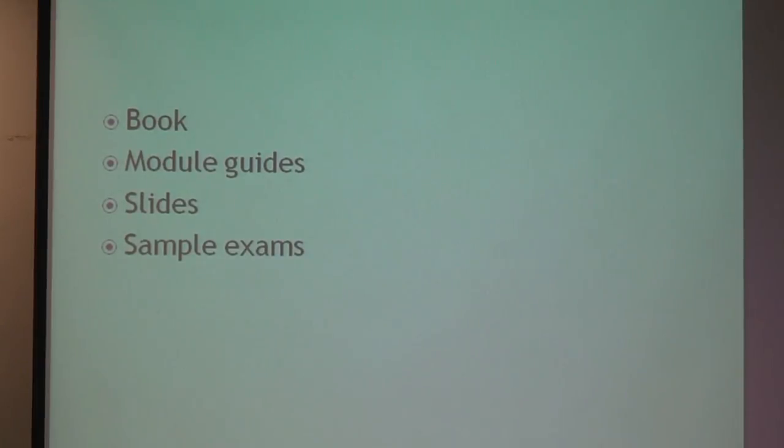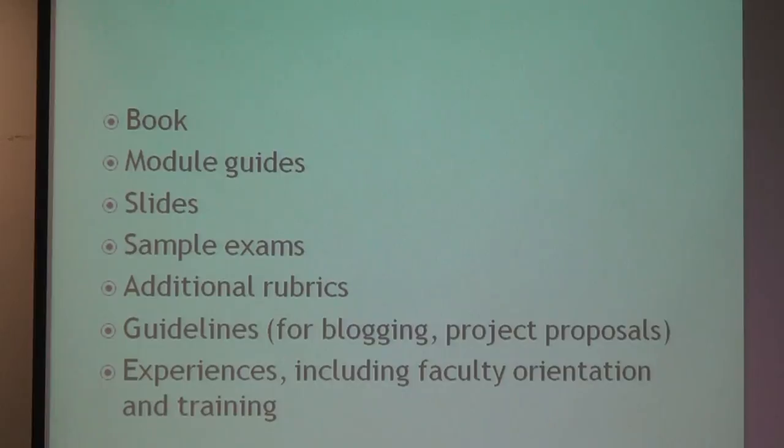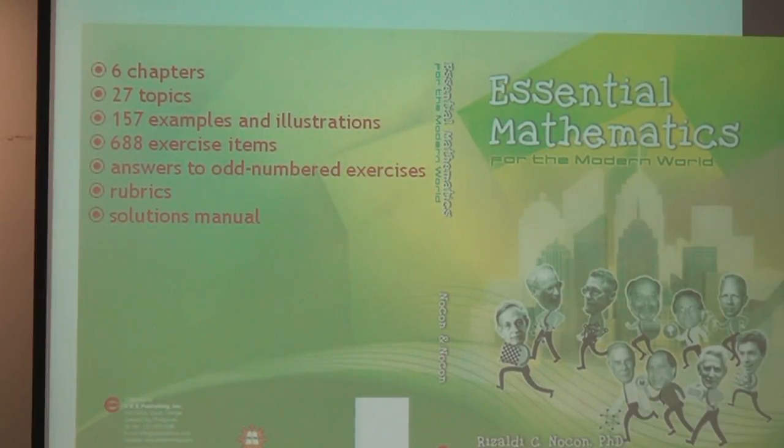Sample exams. Additional rubrics para sa poster, may mga students gumawa ng musical composition, how do you rate that? So you have a rubric for that. Guidelines for blogging, okay? And experiences, including faculty orientation and training. They will tell you about this later, okay? Here's the book. Ganito maging itsura niya later. It has 6 chapters, 27 topics. 157 examples and illustrations, 68 exercise items, answers to odd-numbered exercises, rubrics, and a solutions manual for every one of those 688 exercise items. Because we've been working on this, you know, for the past 2 to 3 years.